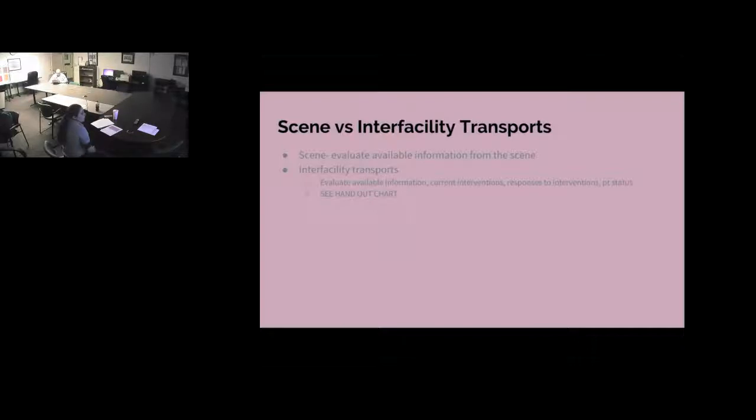You want to look at the current interventions, the responses, and the patient status. And like it says in here, just refer to the handout, which will be on the shared drive as well. Something else to note on the scene, we can notice the mechanism of injury, get some details if they were in an MVC or some kind of trauma, and predict what kind of injuries they're going to have based on that. And that's it for that presentation. It took like 20 minutes.